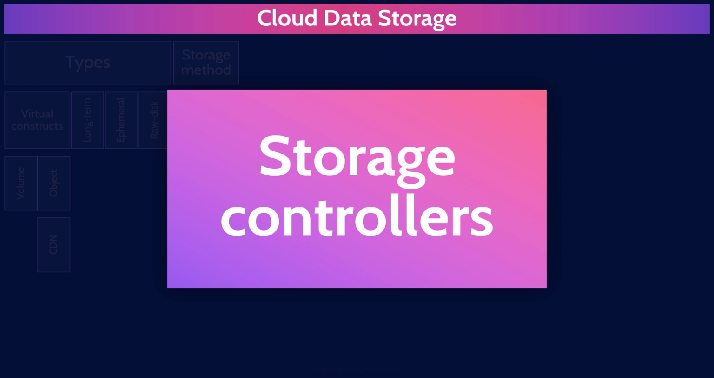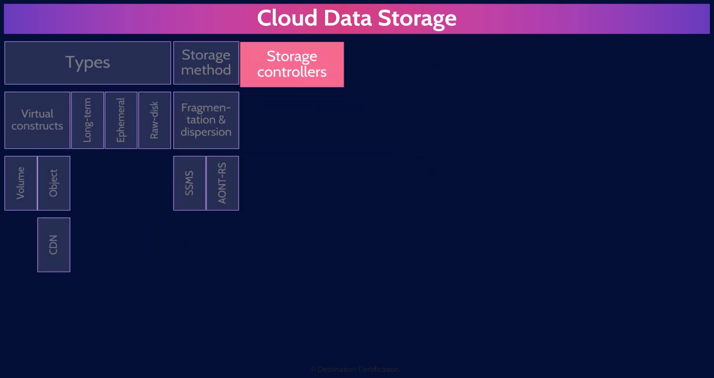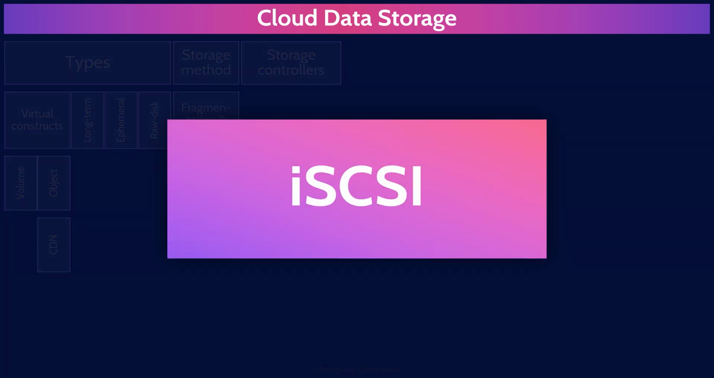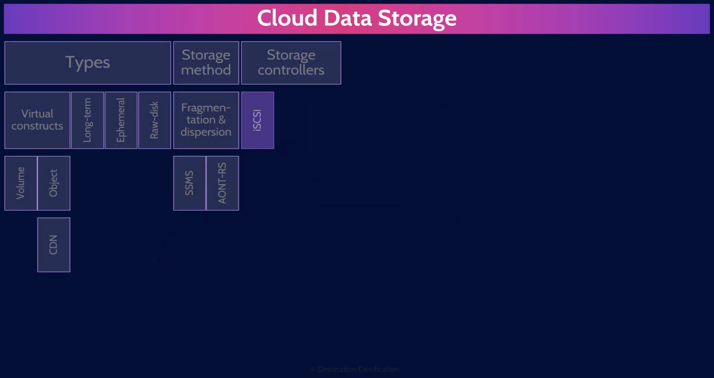Let's now talk about three protocols that can be used by storage controllers to move data around. iSCSI, the internet small computer systems interface, is a protocol that enables the transmission of SCSI commands over a TCP/IP network, allowing you to access storage devices over a standard Ethernet connection. iSCSI does not support encryption, so other protocols, for example IPsec, must be used to encrypt the iSCSI traffic.